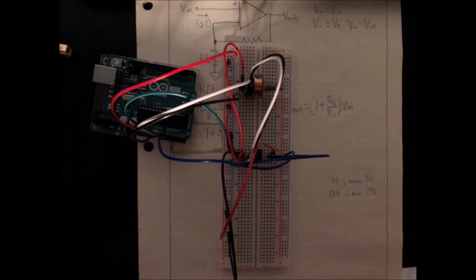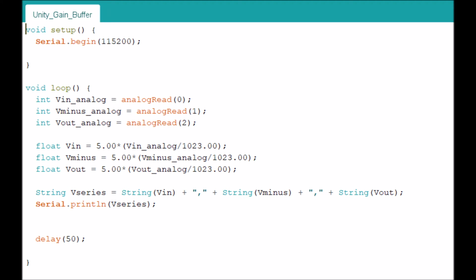This is the unity gain amplifier circuit, better known as the voltage follower. When this is idealized, the output is equivalent to the input. In the Arduino code, our values for the different voltages are converted from analog units to volts.